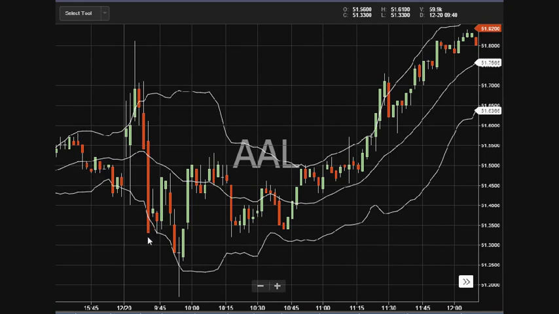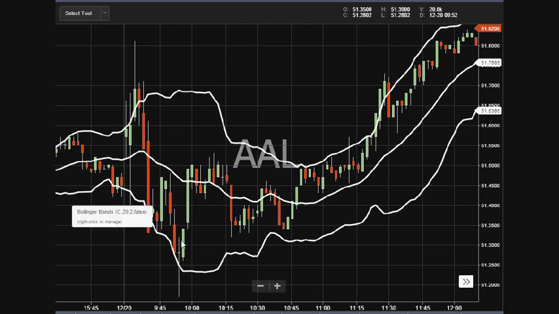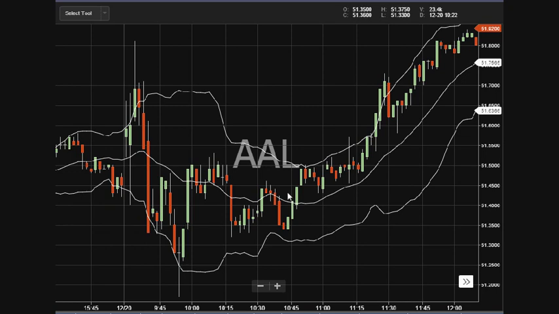But you'll notice right here, when it goes below the 2 standard deviations, it quickly snaps back up. And then it comes back here and quickly snaps back up. Again, these are 2-minute candles, so that's within 2 minutes. It went down and went right back up. All right, let's go all the way up to here. Again, quickly went above and back down.